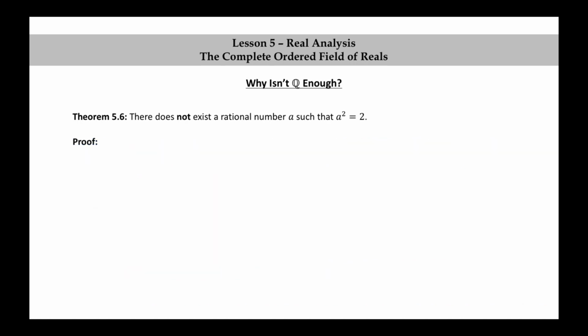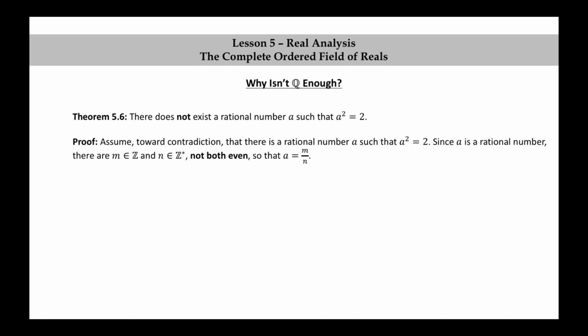Okay, so we're ready to prove this theorem that there does not exist a rational number a such that a squared is equal to 2. Assume, toward contradiction, that there is a rational number a such that a squared is equal to 2. Since a is a rational number, there are integers m and n, with n not 0, that's what the star means, not both even, so that a is equal to m over n. The not both even part is something you should definitely check, that every rational number can be written in this way.